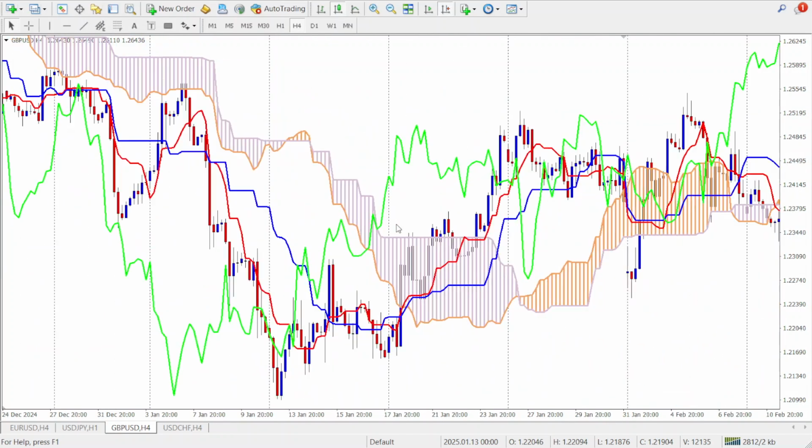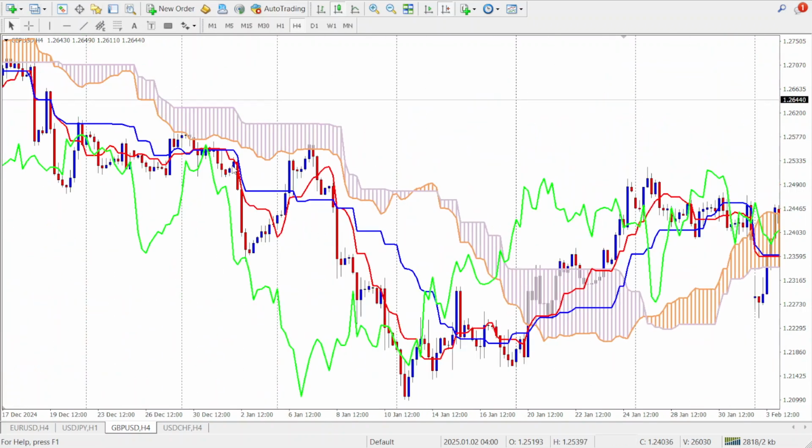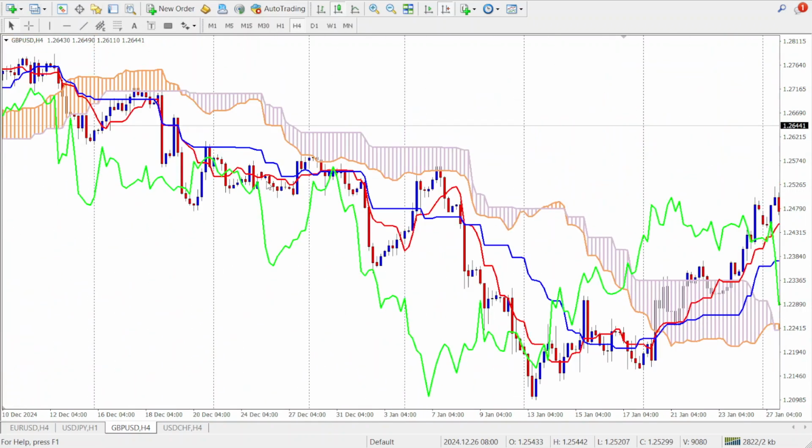On the other hand, when the Tenkan Sen crosses below the Kijun Sen, with the price below the cloud, it signals a potential sell. So a crossover in the direction of the overall trend as indicated by the cloud can give you a high probability trade setup. And finally, let's talk about the Chikou span confirmation.